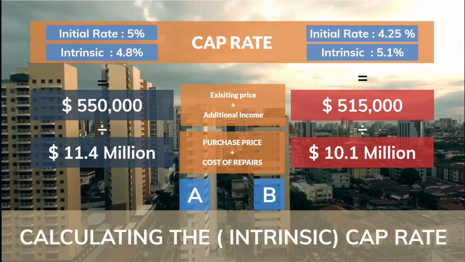At first, Building A seemed to generate the better return, but after including new information discovered during due diligence, we see that Building B actually has a better return and is a better investment. While this example is a simple one, it demonstrates that looking at an individual building's cap rate does not necessarily give you a clear indication of whether it's a good investment or not.